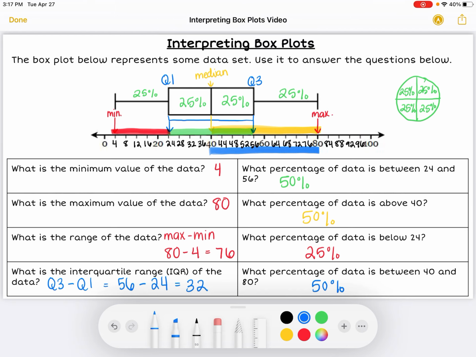So that is pretty much everything you need to know about box plots. You've got the minimum on the far left branch, the maximum on the far right branch. The median is the line in the middle of the box, and quartile 1 and quartile 3 are the left and right lines that create that box, okay? And then each section of the box plot represents 25% of the data. It splits the data into 4 equal parts.